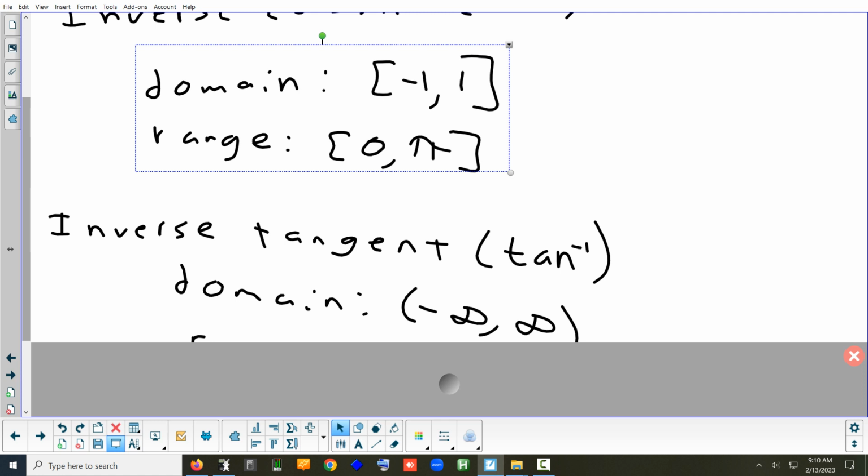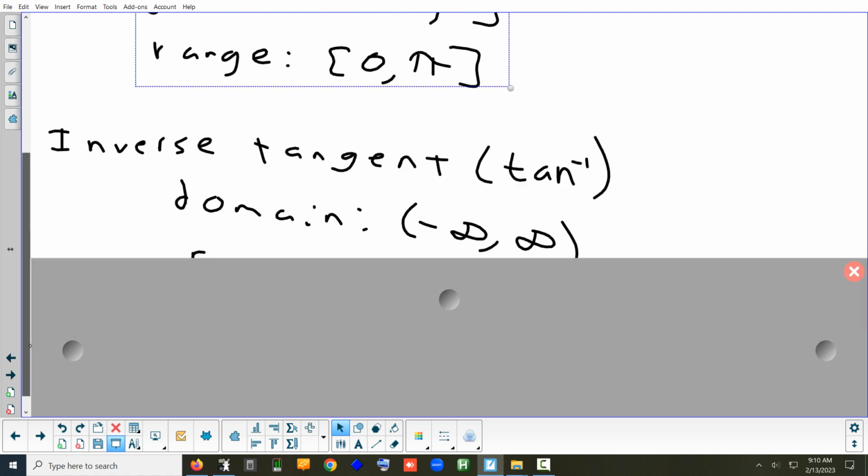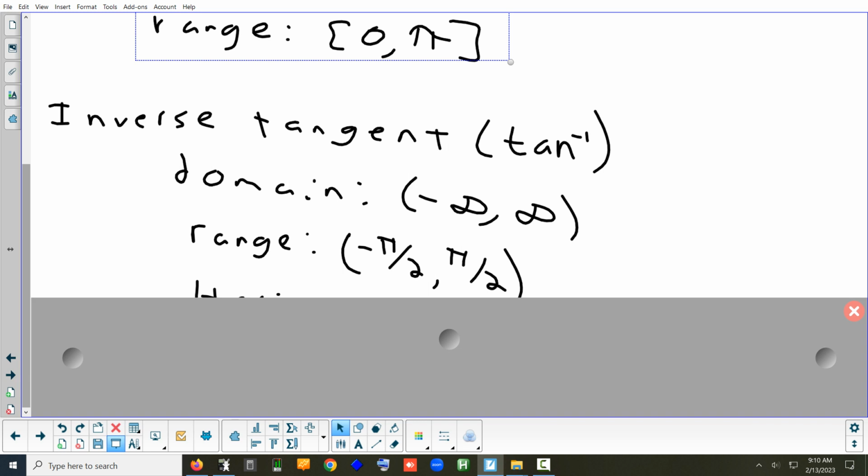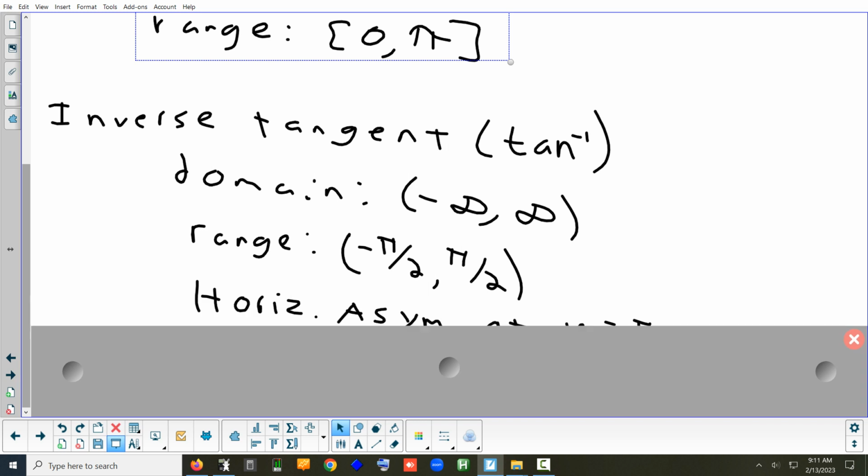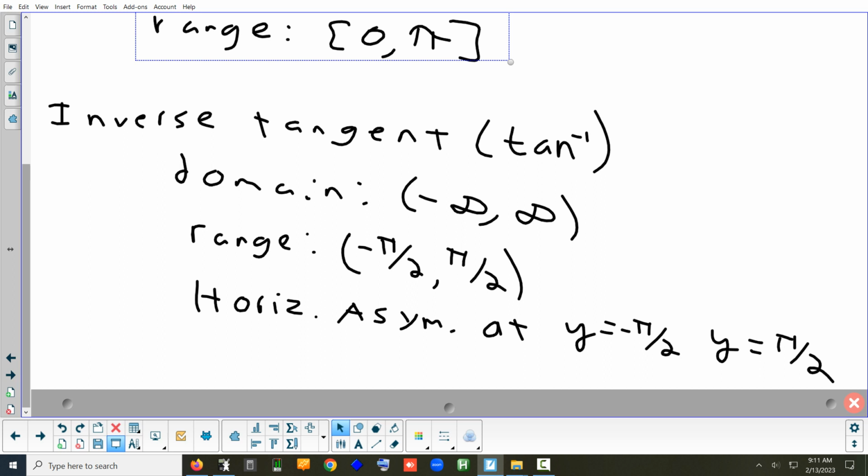Okay. So with regular tangent, the range was all real numbers. With inverse tangent, the domain is all real numbers. And the domain for tangent was negative pi over 2 to pi over 2. That becomes the range for inverse tangent. And keep in mind that the 2 vertical asymptotes we had at negative pi over 2 and pi over 2 are going to turn into horizontals. That's what happens when you reflect something over the line y equals x. Anything vertical turns to horizontal. Anything horizontal turns to vertical.